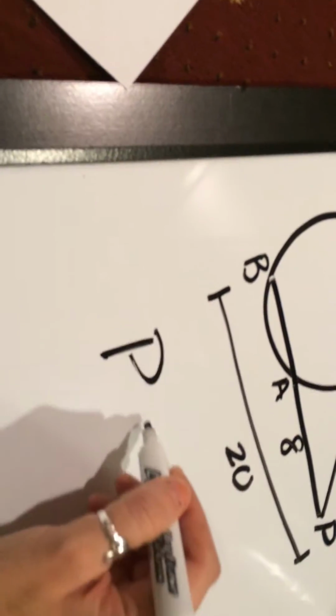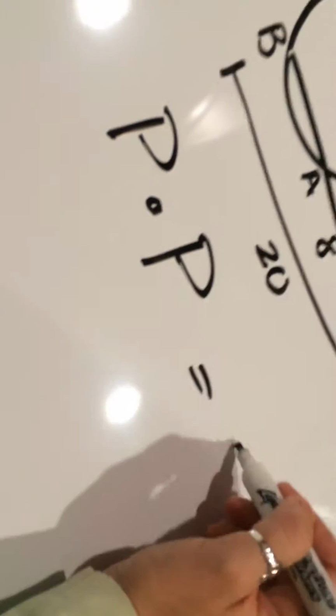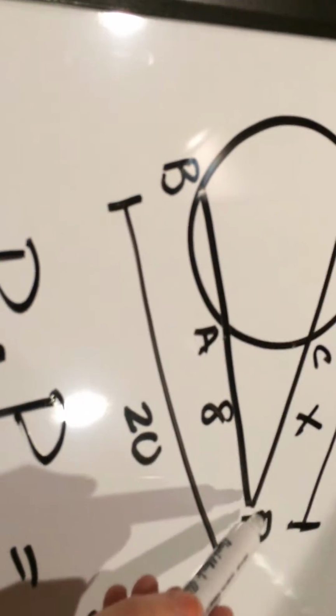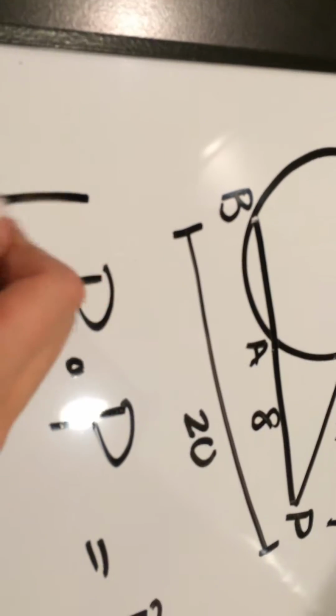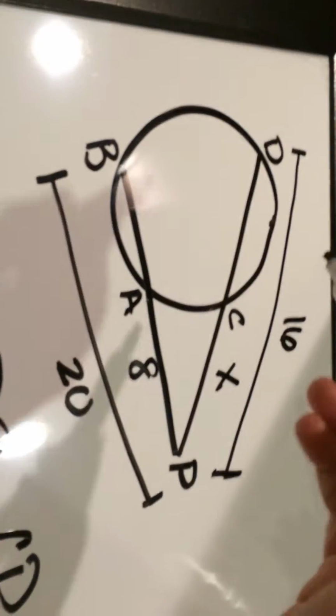So we're going to have P times P equal to P times P. Now, let's look at our bottom line. P goes to A, so AP, and then P also goes to B, so PB. Now our top one, P goes to C, CP, and P also goes to D.